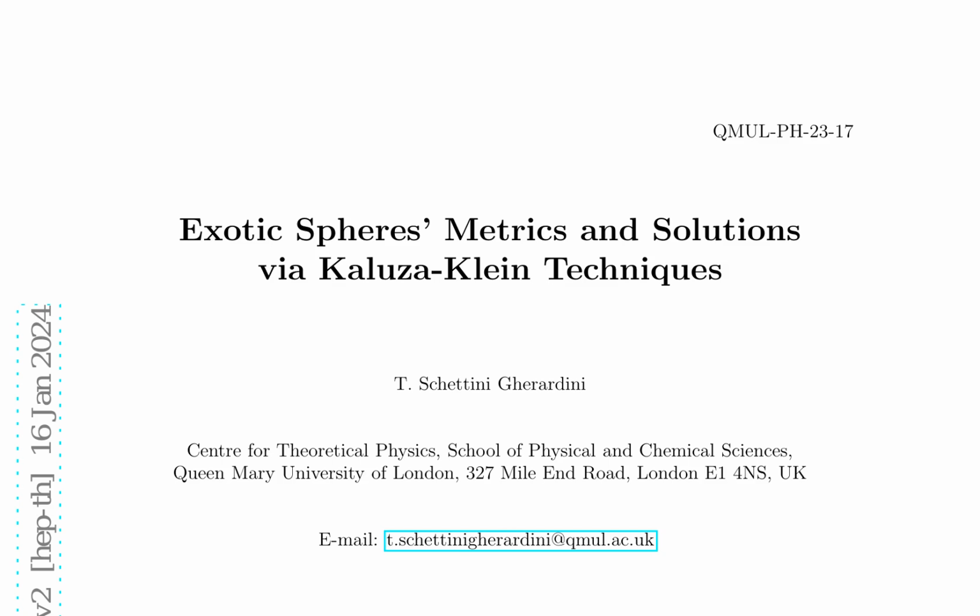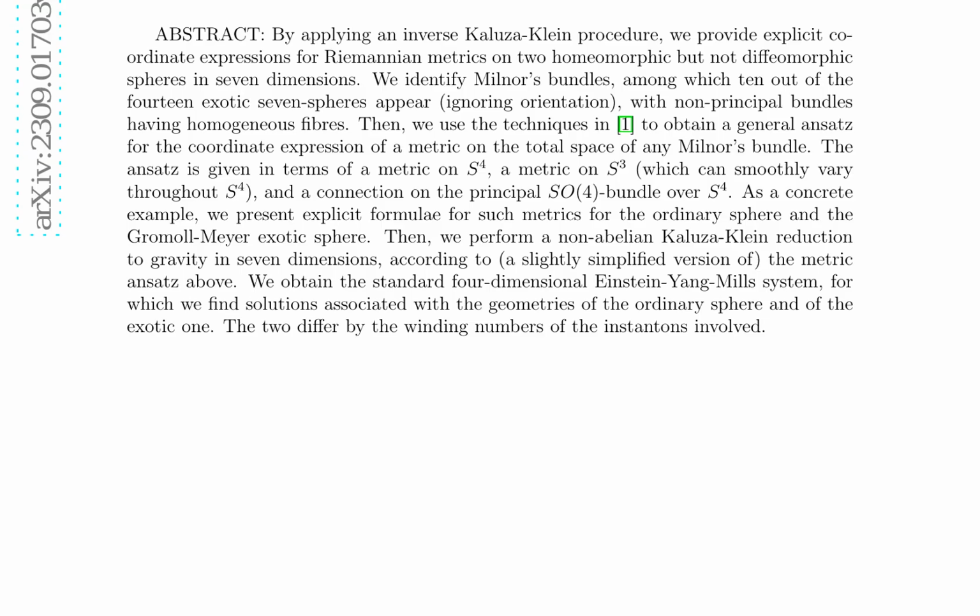The authors then develop a general ansatz for the coordinate expression of a metric on the total space of any Milnor's bundle. This ansatz is given in terms of a metric on S4, a metric on S3, which can smoothly vary throughout S4, and a connection on the principal SO4 bundle over S4. As a concrete example, they present explicit formulae for such metrics for the ordinary sphere and the Gromoll-Meyer exotic sphere.